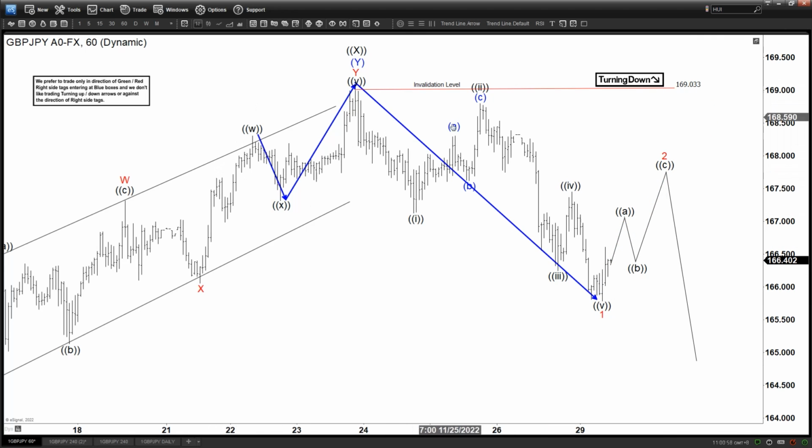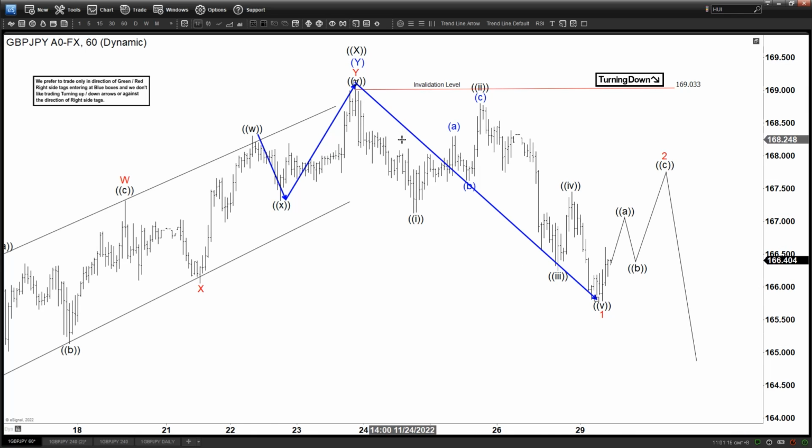Okay, but I think probability wise we have more probability of this going down than this is going up from here after this 5 ways down. So that's why this is the primary view. As long as we stay below 169, we should be looking for more downside.